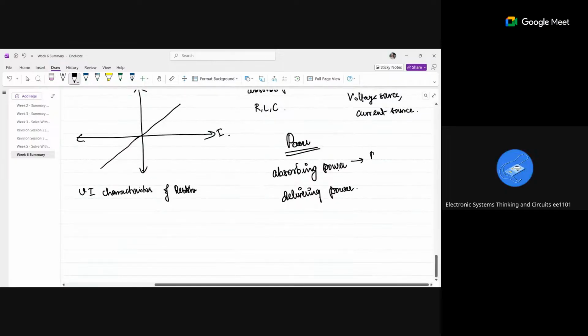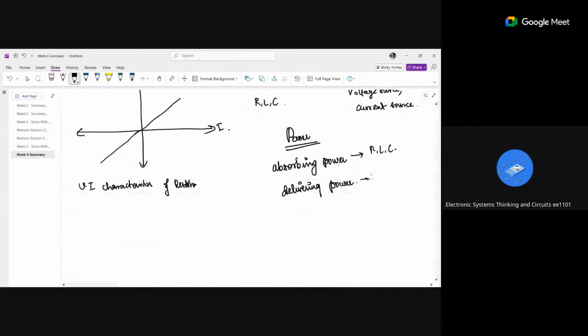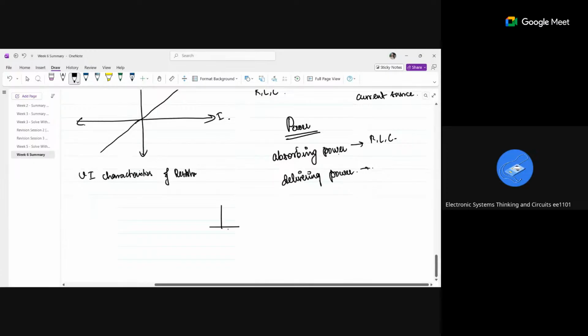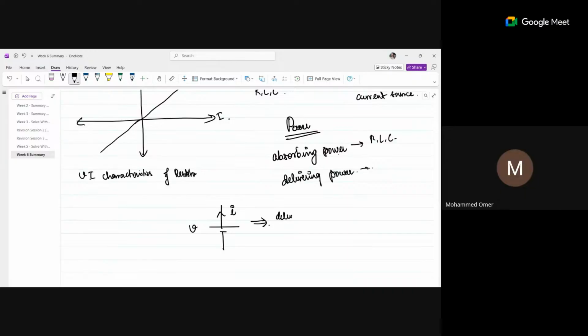So resistors, inductors, and capacitors always absorb power. If there is a voltage source V and the current is coming out of it, is it delivering power or absorbing power? Delivering, ma'am. The normal convention is that absorbing power we take as a positive value, and delivering power we take as a negative value.